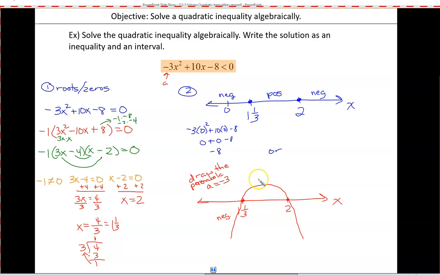And so we see this left section is below the x-axis, making it negative. The middle is above, making it positive. And the right is below again, making it again negative. So same result: negative, positive, negative.